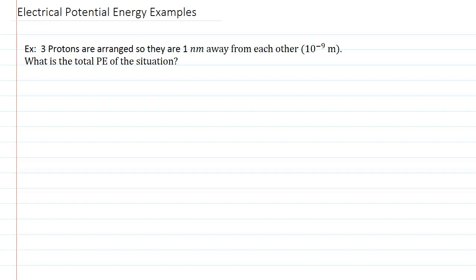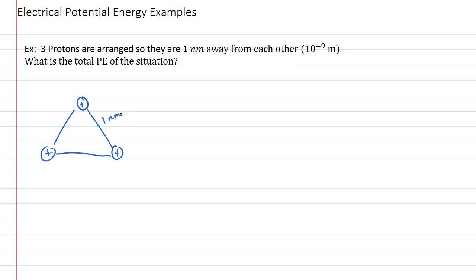So we're going to have to find potential energy in a situation overall, and so it might involve more than just two objects. So here we have three protons arranged so they are 1 nanometer away from each other. And then what's the total potential energy of that situation? So here is a proton, here's a proton, here's a proton, and for them to be 1 nanometer away, it would have to be an equilateral triangle.